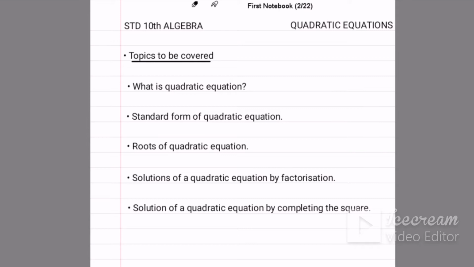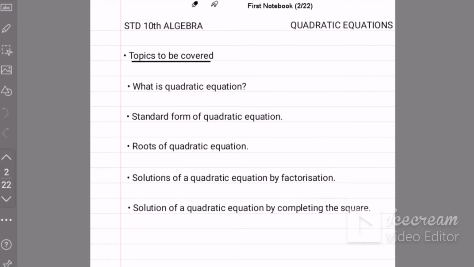Now if you remember, in the linear equation chapter we learned what is a linear equation, how to form those linear equations, and what are the uses of these linear equations. Similarly, in this chapter, that is quadratic equation, we are going to see what is the quadratic equation, how to form these quadratic equations, and what are the uses of these quadratic equations. Okay, the next thing we are going to learn is the standard form of quadratic equation.